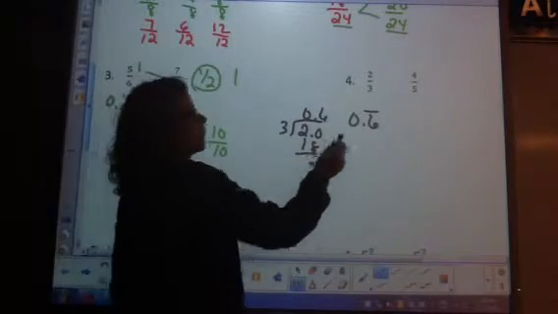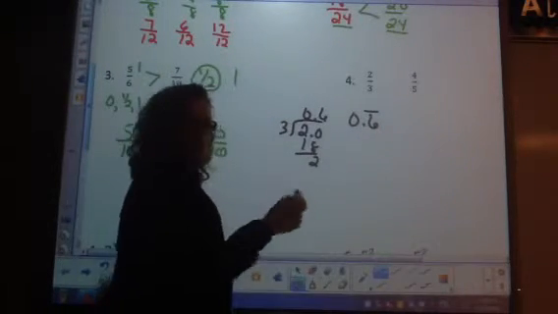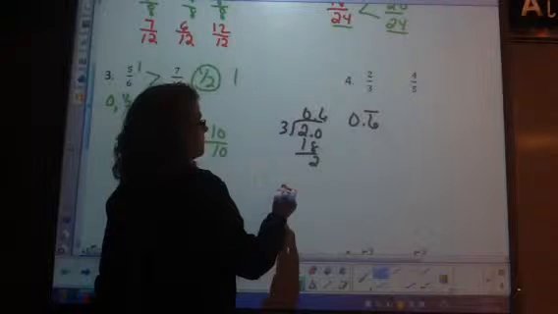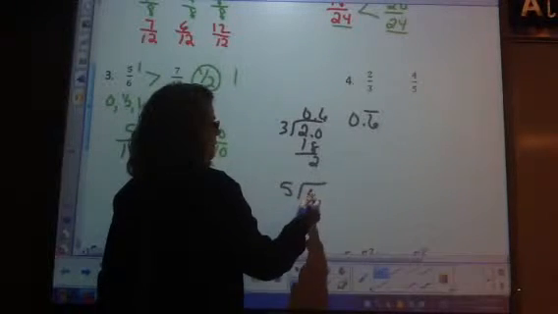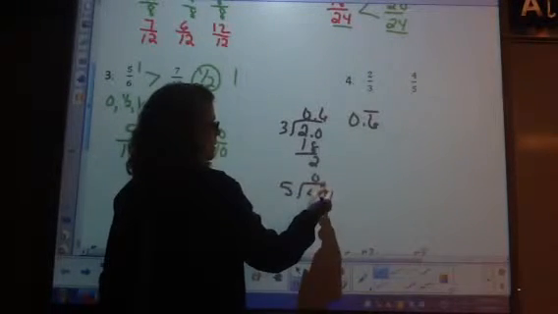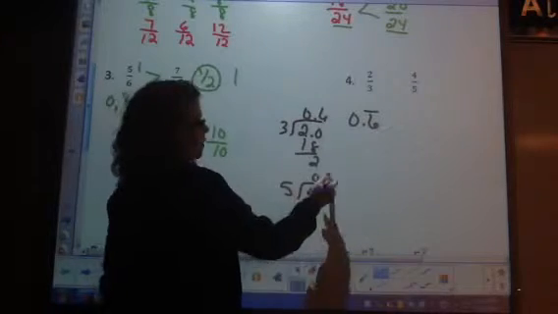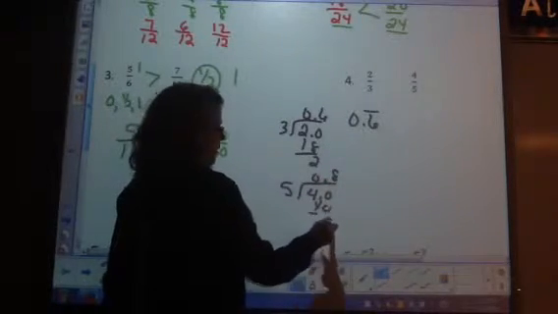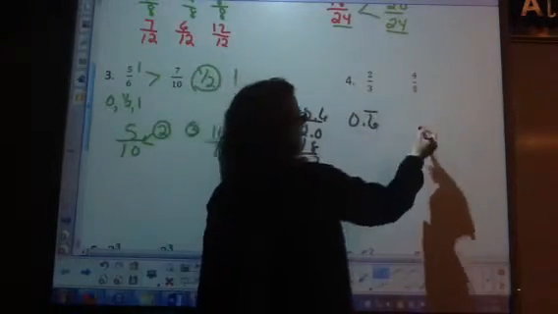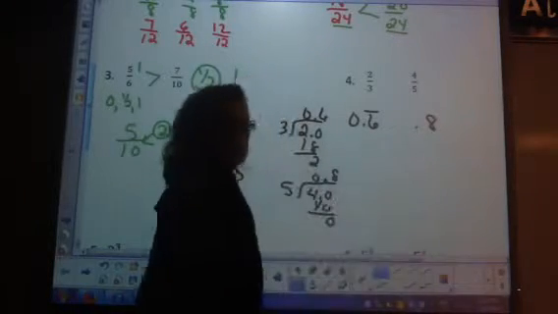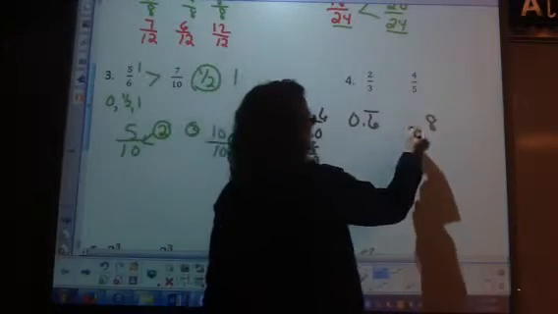This is a fraction that you should have memorized when you change it to a decimal, but if not, how many times will 5 go into 4? It won't, so annex a 0. How many times will 5 go into 40? 8 times. So this fraction is equivalent to 0.8, which is 8/10.